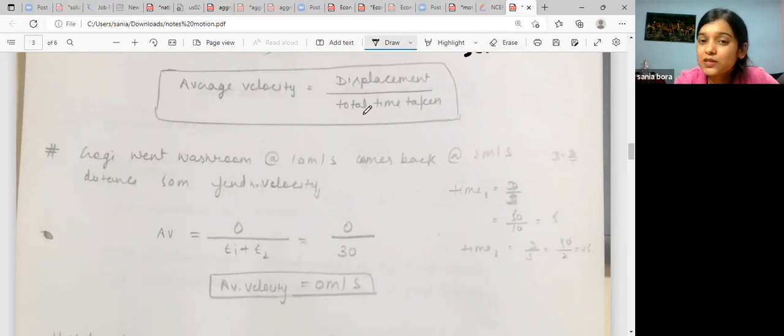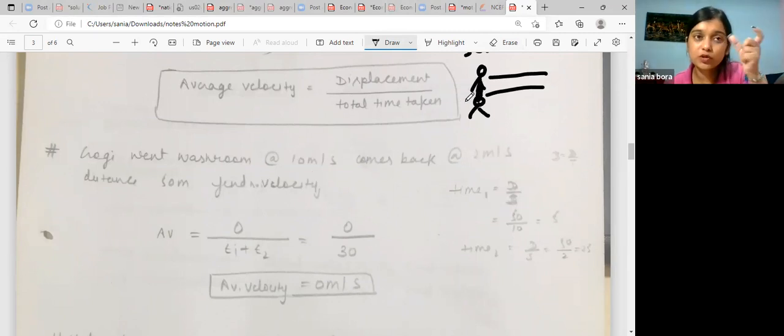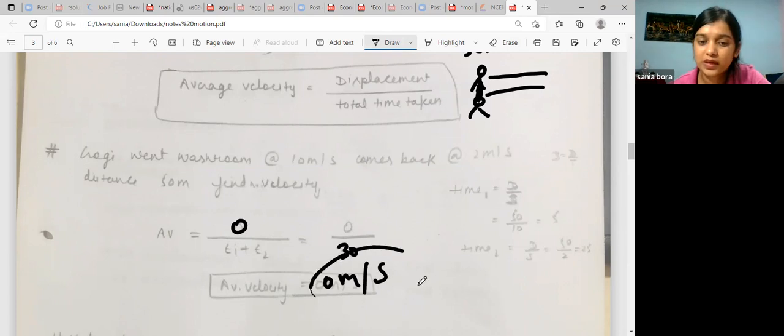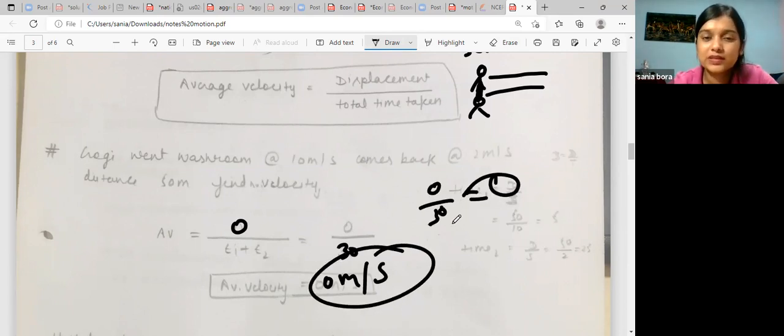So see, your displacement: Gogi went to the washroom, then he came back, now he's here. So the initial position and the final position are the same, which means your displacement will be 0. T1 was 5 and T2 was 25, so total is 30. So 0 upon 30 is your average velocity, 0 meter per second, because whenever we divide 0 by a number, we get 0.